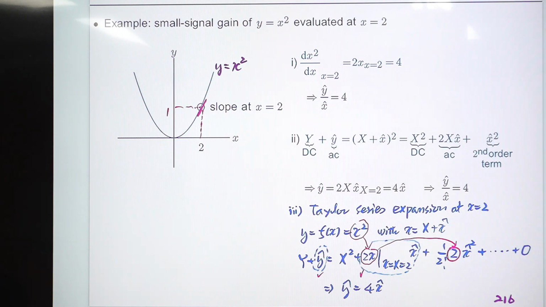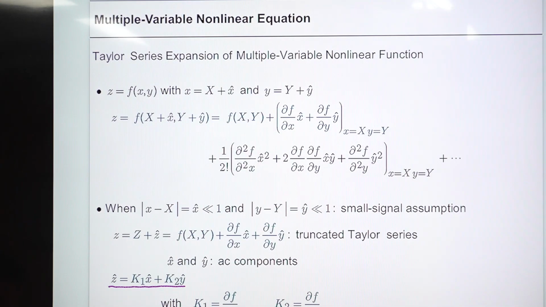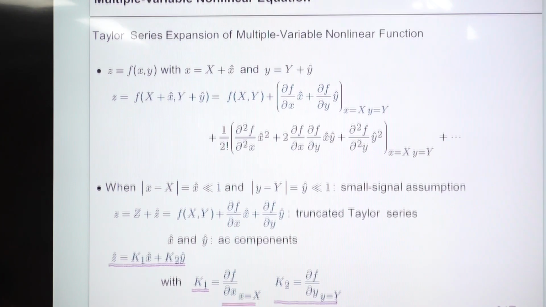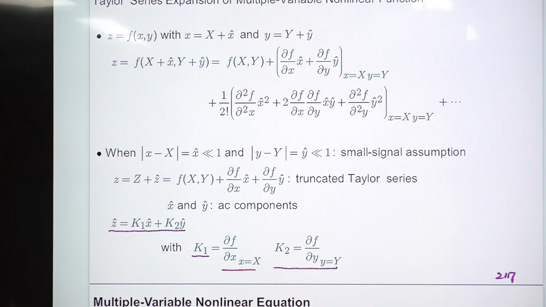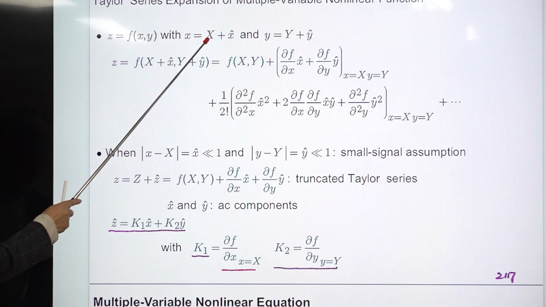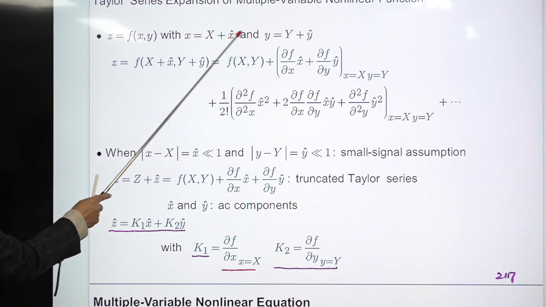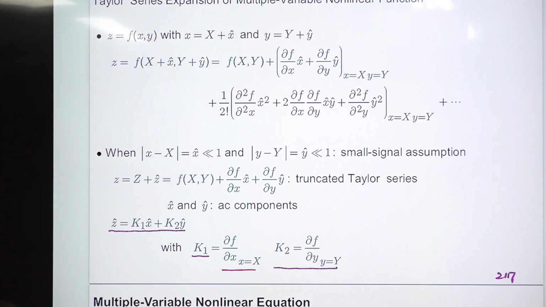All right. Then the multiple variable nonlinear equation. Same idea here. So Taylor series expansion of this one. So G equals f(x,y), and x has a DC component and an AC component. Same is true for the y component. And G is evaluated with this one. So this variable has DC and AC components.